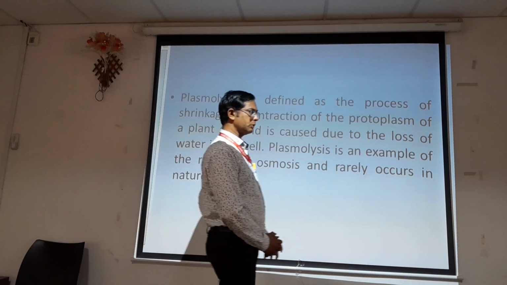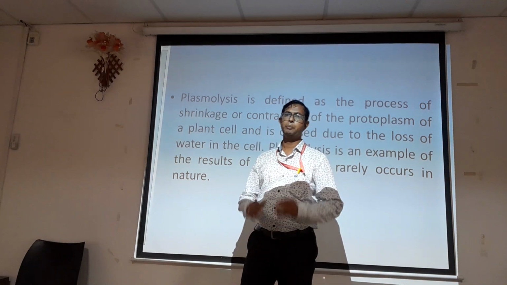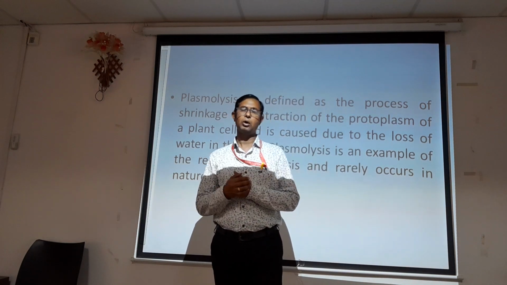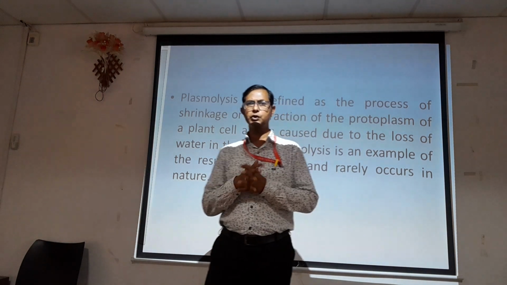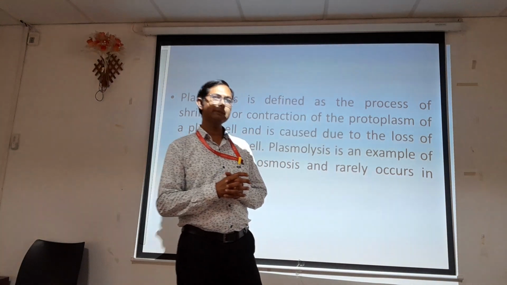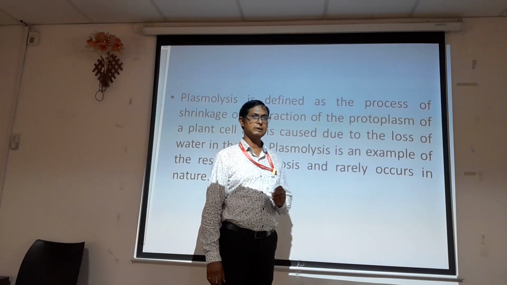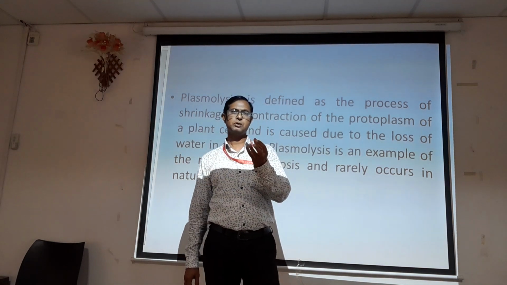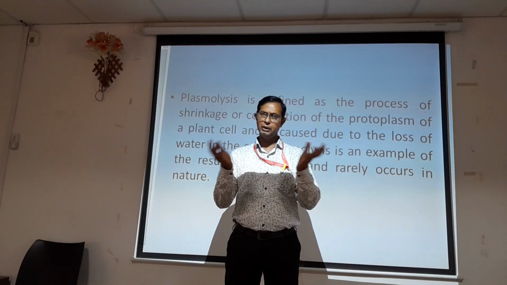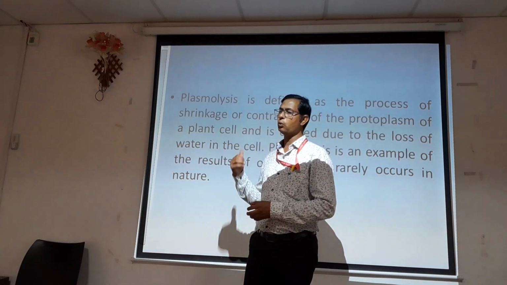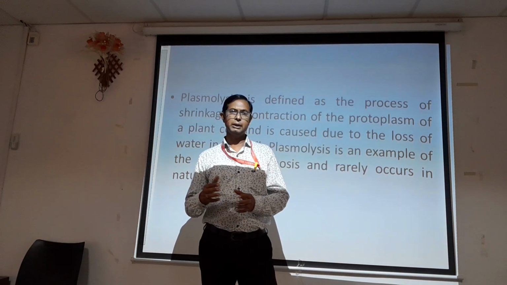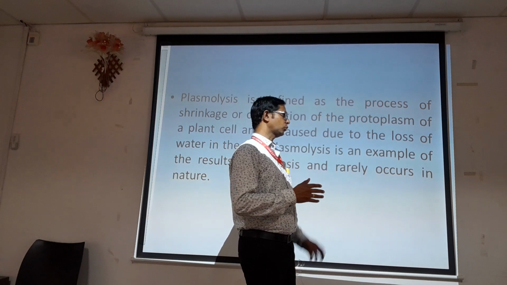Now sometimes we have seen that the plant stem or leaves start to shrink. Why does this shrinkage occur? This shrinkage occurs due to plasmolysis. Sometimes cells shrink by losing water, and that process we call plasmolysis. But this is not a common process.